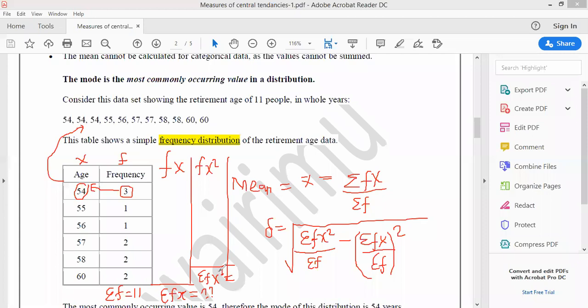You square each of the data values, multiply by the corresponding frequency, and you'll have a total. Once you do that, you'll be able to find the standard deviation for the data that you're trying to deal with.